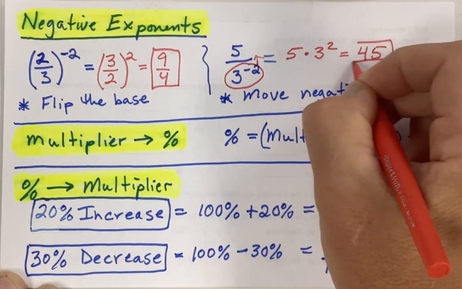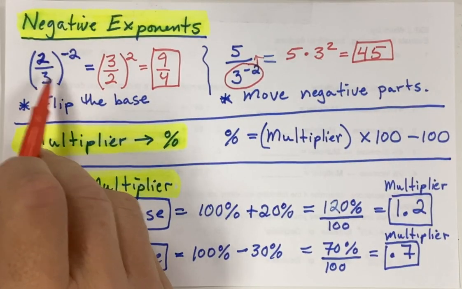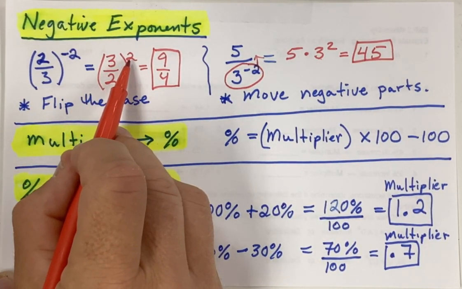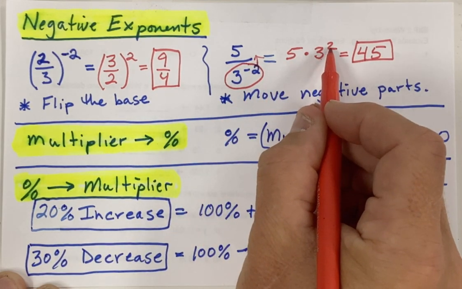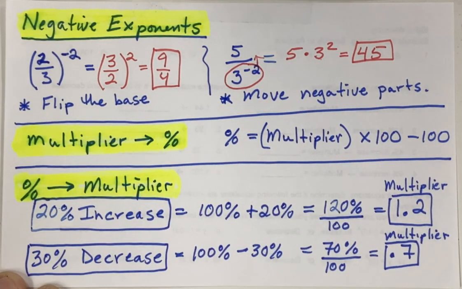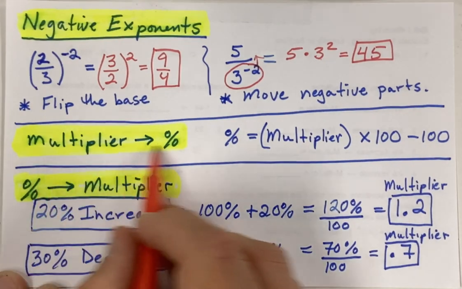So I hope you can recognize that there's 2 things that happen. You can flip the base like this and then evaluate the exponent when it's positive, or move a piece of a fraction to make the exponent turn positive and then finish off the calculation from there. That's negative exponents. Now the next thing is we're going to talk about multipliers.